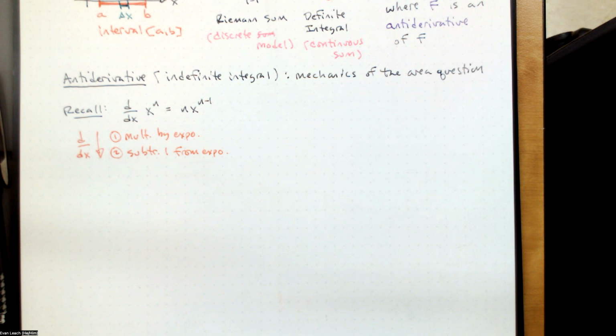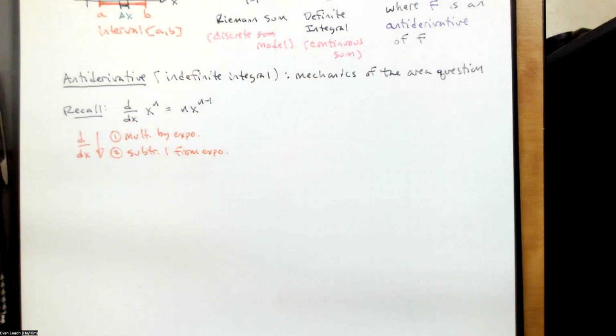So the antiderivative is going to be the mechanics of this area question. We're going to take our derivative rules and turn them into antiderivative rules just by reading them backwards. Our derivative rules become antiderivative rules by reading them backwards. So our first one was the derivative of x to the n is nx to the n minus 1. The description of that is multiply by the exponent, then subtract 1 from the exponent.